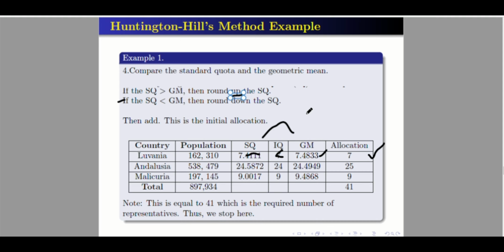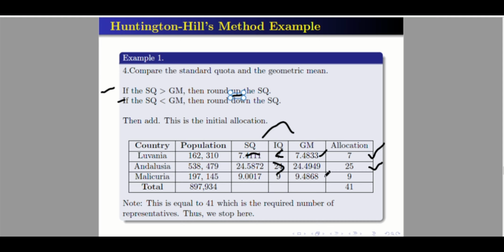Now let's go to the next one. For Andalusia, 24.5872. The other one is 24.4949. So obviously, the SQ is greater than the geometric mean. So we will follow the first statement. So round up the SQ. So meaning we must round up. So 24 will become 25. Okay, round up.